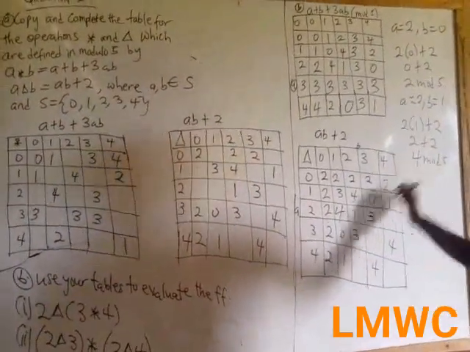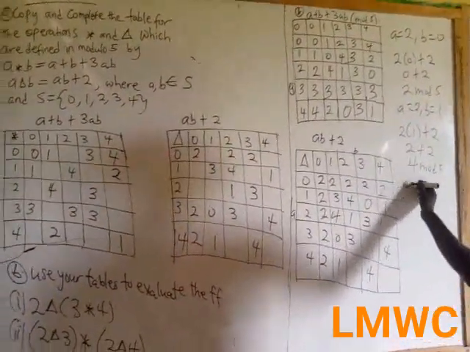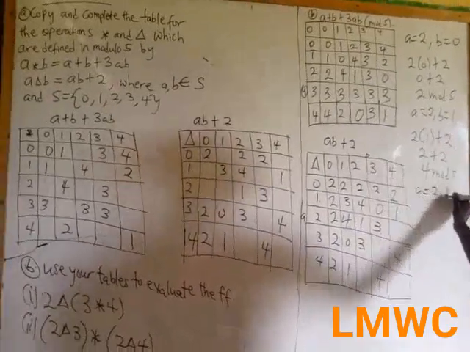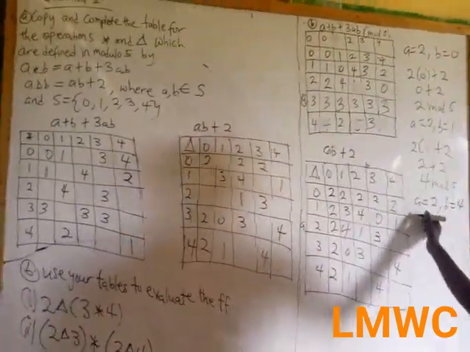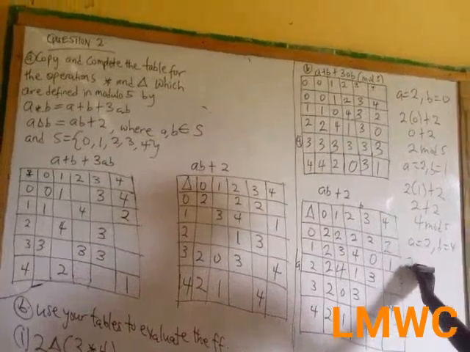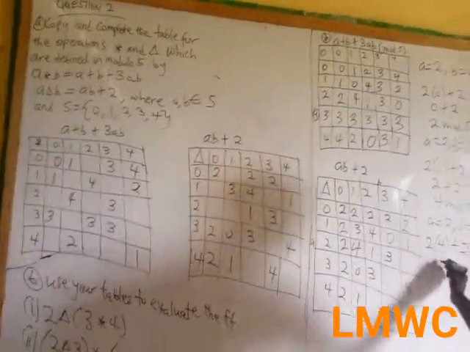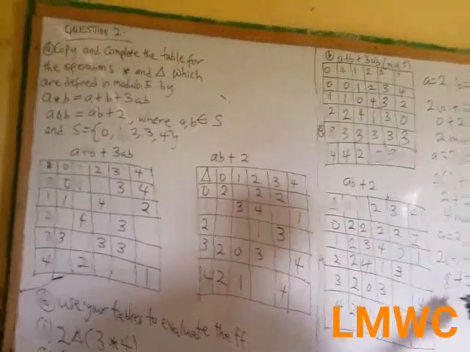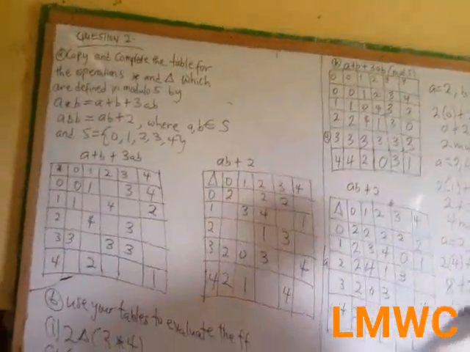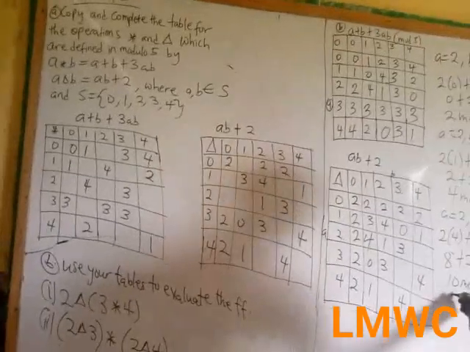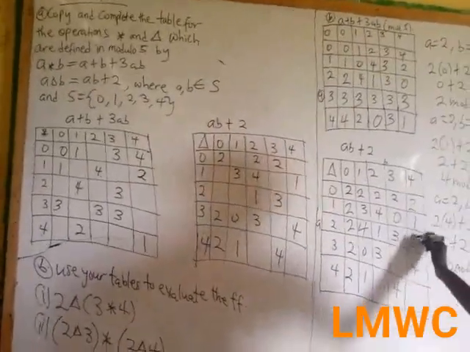Now, let's take the last one. A is what? 2 and B is what? 4. So it becomes 2, 4 plus 2. 2 times 4 is 8 plus 2, we have 10. 10 mod 5. 5 goes into 10, 2 remainder 0.